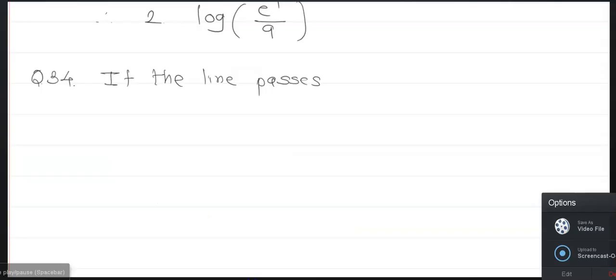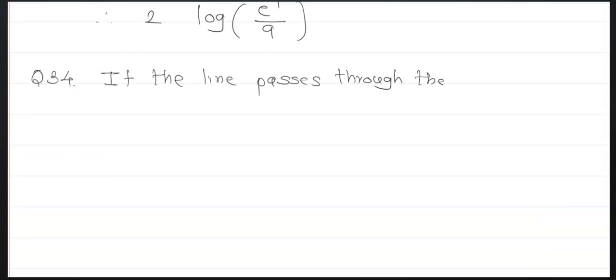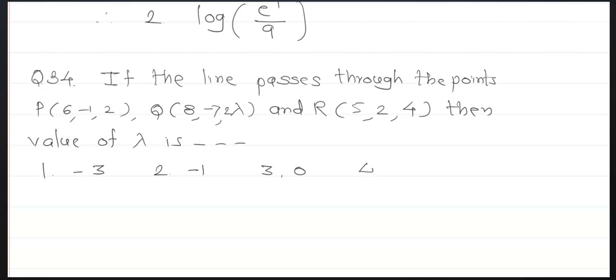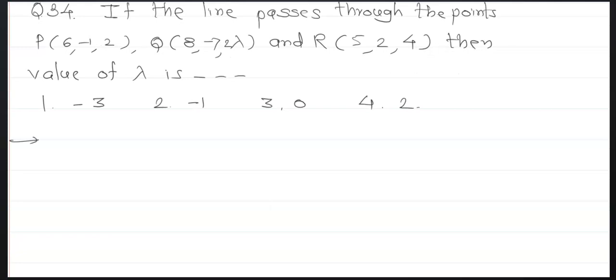Now next is question number 34. If the line passes through the points P(6, -1, 2), Q(8, -7, 2 lambda), and R(5, 2, 4), then find the value of lambda. It's a very simple question. If you find out the direction ratios and equate them, then you will get the value of lambda.